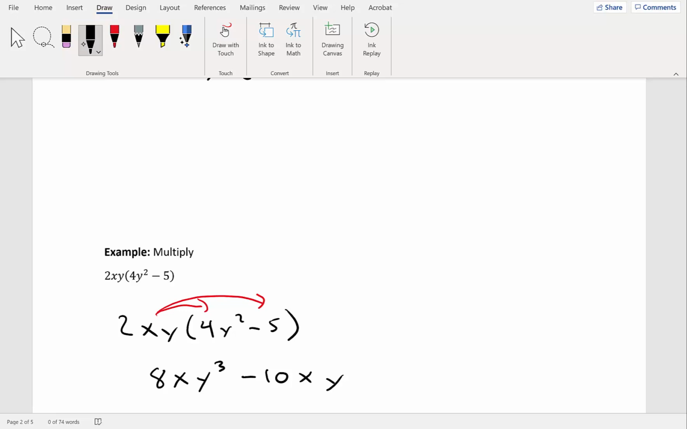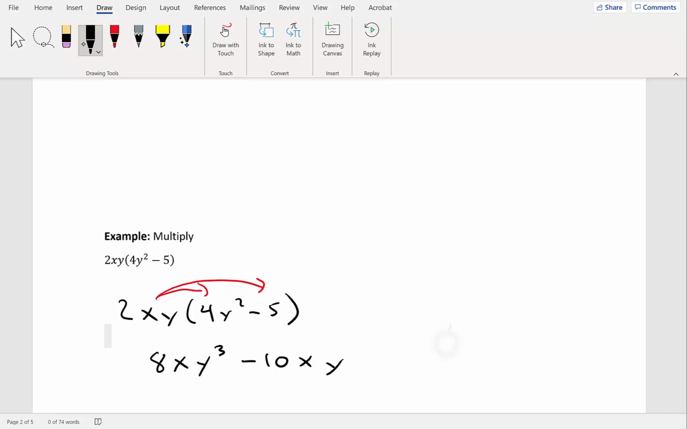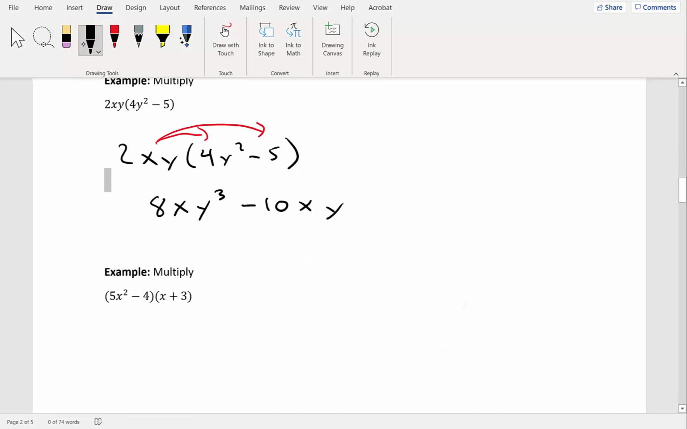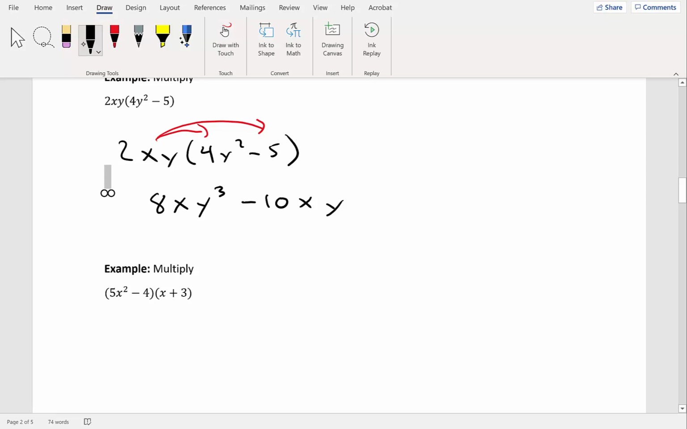So notice when I multiply the 2xy with the negative 5, all I had to do is just multiply the 2 and the negative 5 with each other, because this 5 didn't have any variables attached to it. Let's take a look at another one.